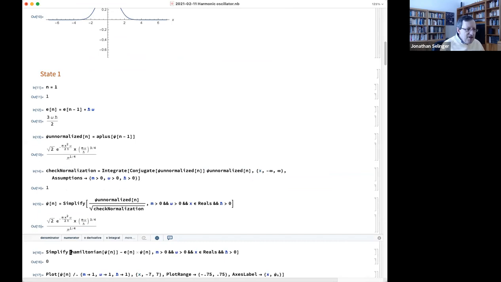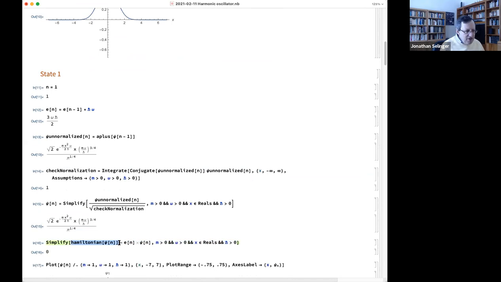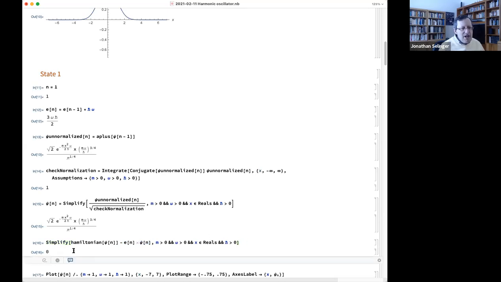Once again, I can check that it's really a solution for Schrödinger's equation by asking, what's the Hamiltonian acting on this function minus the energy times the function? We'll tell Mathematica to simplify that difference, assuming all these things are positive. Oh, good, it comes out to be 0. So that really does satisfy the time-independent Schrödinger equation.